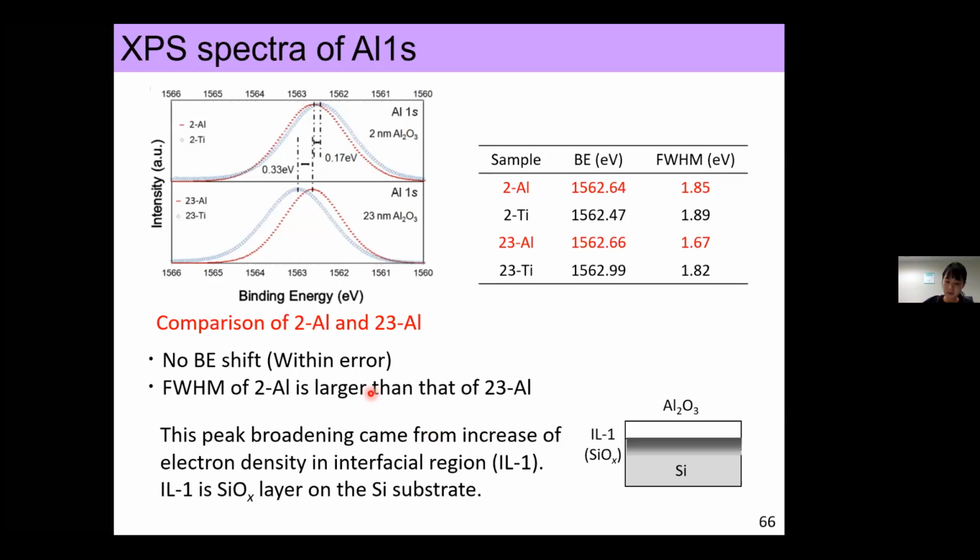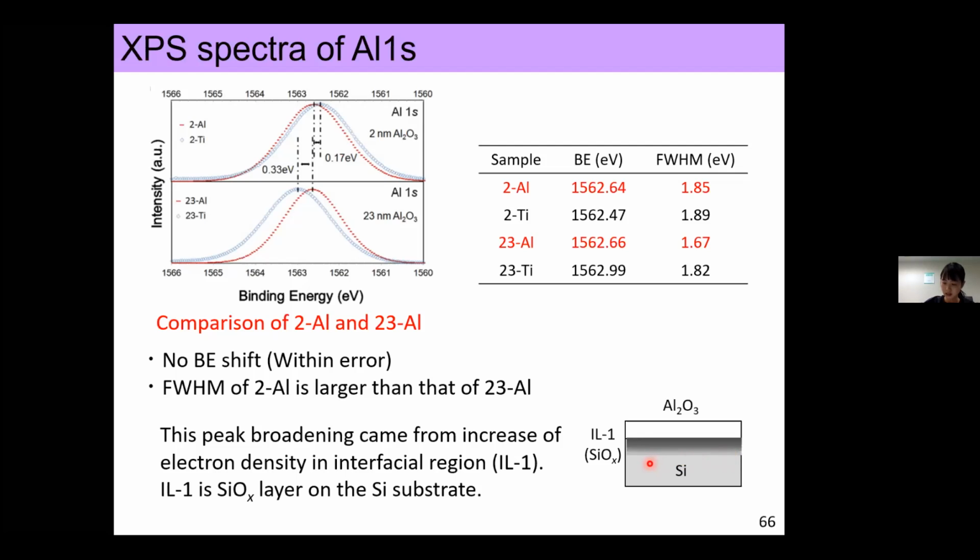Then let's compare the results of aluminum 1s XPS spectra from the 4 samples. When you look at the result of 2Al and 2 aluminum and 23 aluminum, no binding shift was observed, while the FWHM of 2 aluminum was larger than that of 23 aluminum. This peak broadening came from increase of electron density in interfacial region IL1.